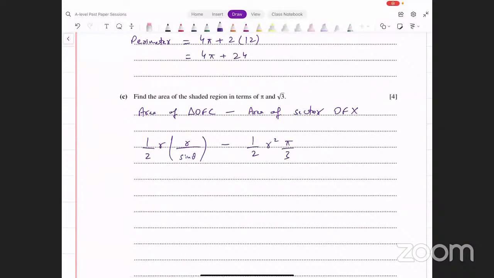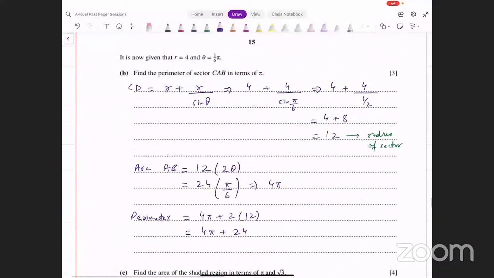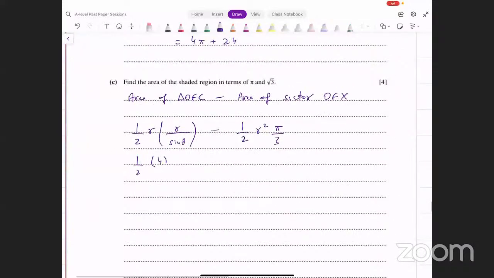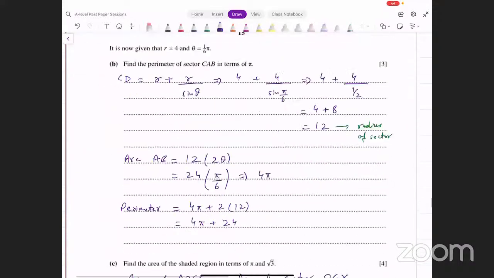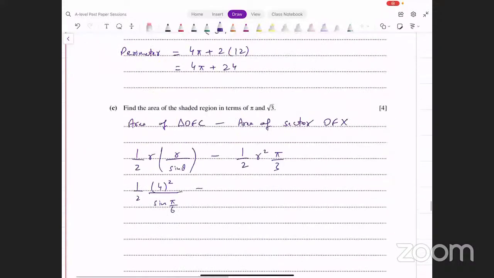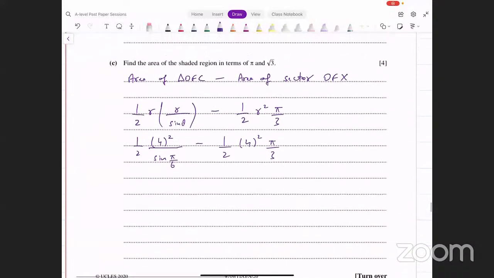This is what I have. Let's input the values. It's going to give me half r square, r is 4. R की value 4 दी हुई है. Divided by sine of theta, value was pi over 6. Sine pi over 6. Subtract from that half into 4 square into pi over 3. Just evaluate this. ये देखें क्या आता है. आपको pi और square root 3 terms में आंसर देना. जब भी उसने इस तरह से लिखा होता है, it's necessary to show complete working. इसको step by step करना है. Even if you're doing this on a calculator, आपने steps show करने हैं सारे.